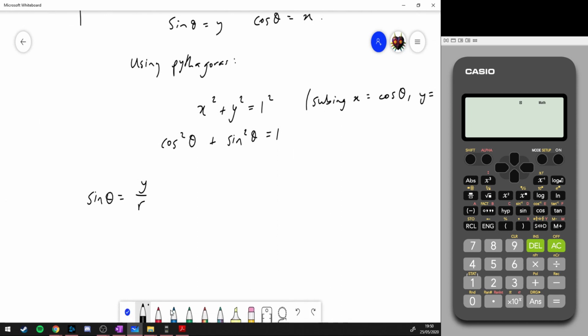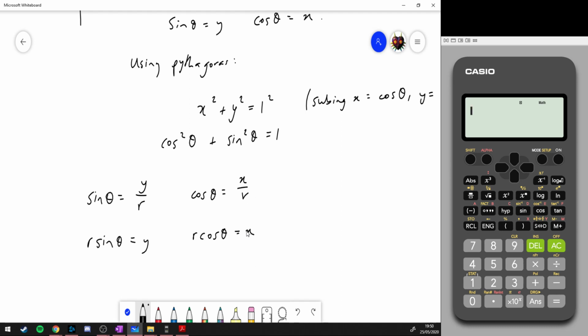Okay, so sine theta is defined as y over r, and cos theta is defined as x over r. Now, doing the same rearrangement, this time we're going to get r sine theta is equal to y, and r cos theta is equal to x. So for any circle, my parametric equations become x is equal to r cos theta, and y is equal to r sine theta. So x and y are both related by r and theta in this case.